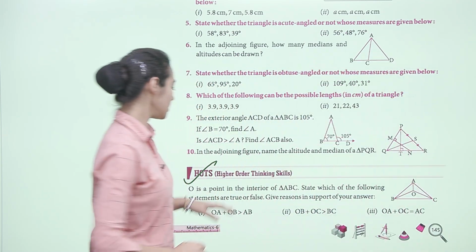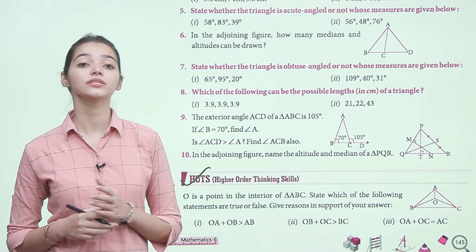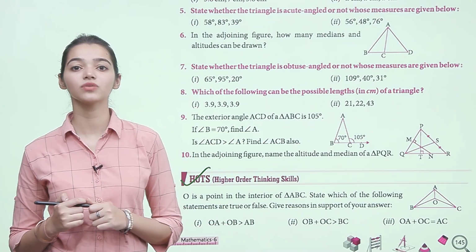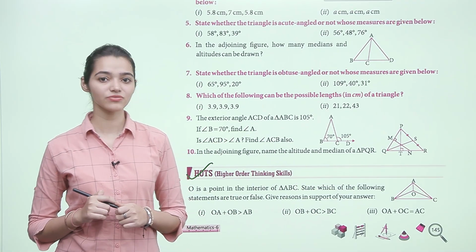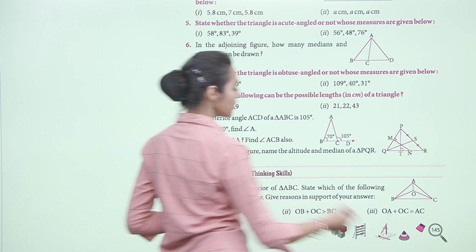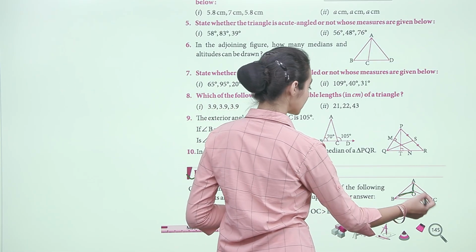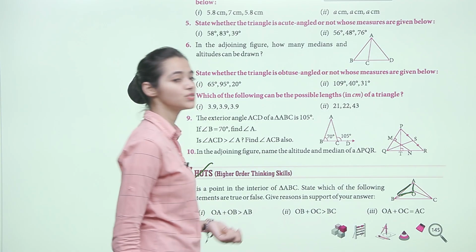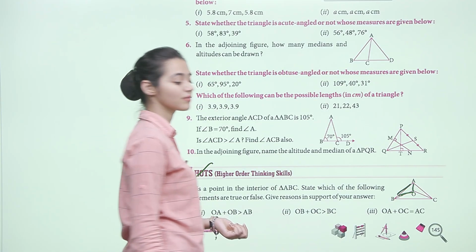Next is the question where O is a point in the interior of triangle ABC, and we have to state which of the following statements are true or false, giving reasons in support of the answer. We are told that OA plus OB is greater than AB. That is a true statement. That's how you can complete the remaining ones.